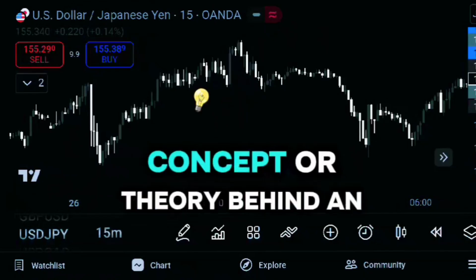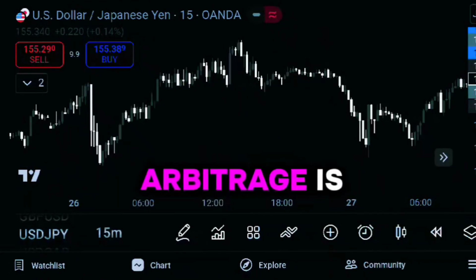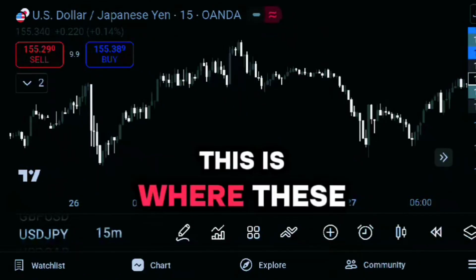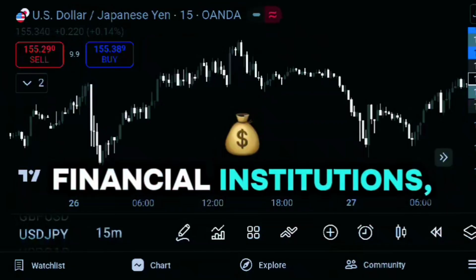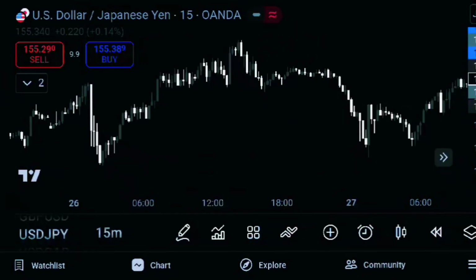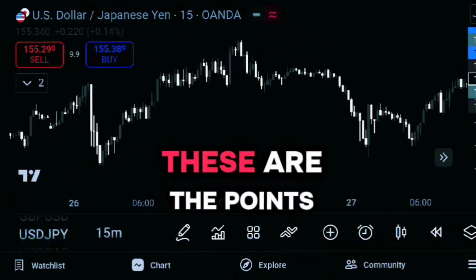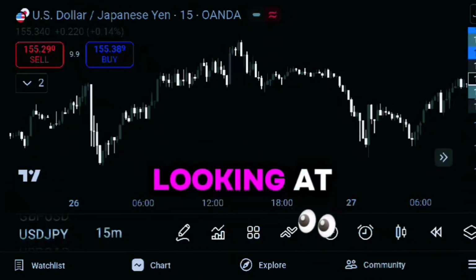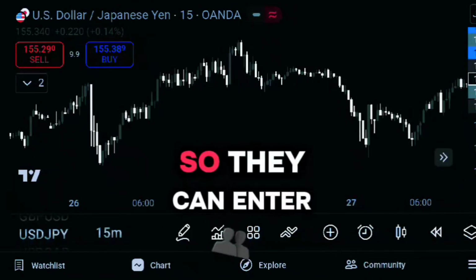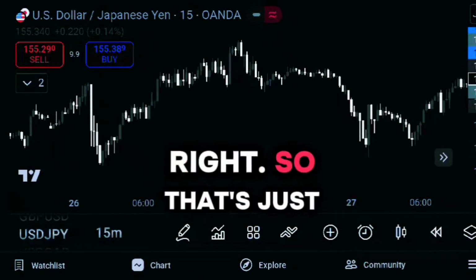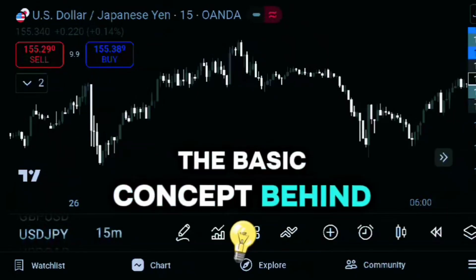So the whole concept or theory behind an order block is this is where financial institutions such as banks and hedge funds are looking to enter the market. These are the points of interest that they're looking at so they can enter the market, right? So that's just the basic concept behind an order block.